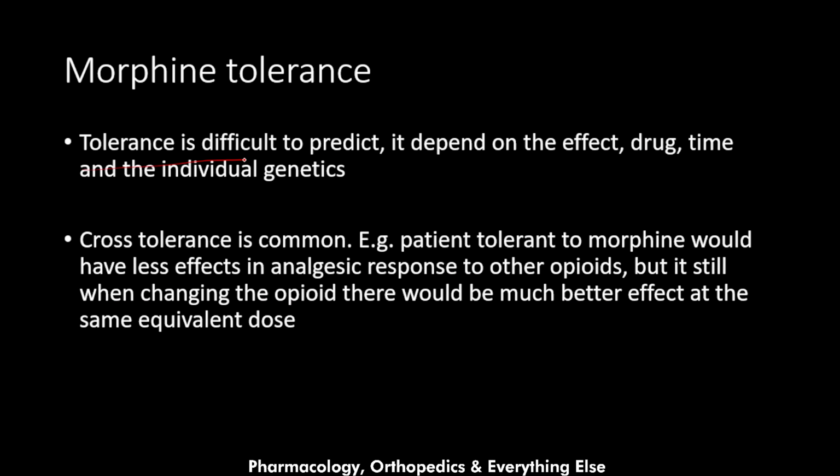Tolerance is difficult to predict. It depends on the effect, the drug, the time, and the individual genetics. And cross tolerance is common. A patient who is tolerant to morphine would have less analgesic response to other opioids, but still, when changing the opioid, there would be a much better effect at the same equivalent dose.